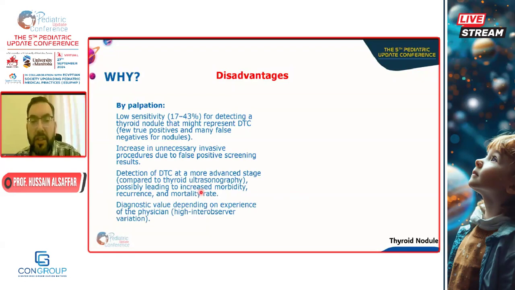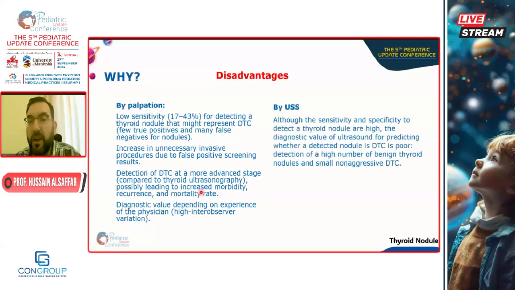And diagnostic value depends on the experience of the physician. So a junior physician, perhaps with less experience in examining the thyroid, may not detect the abnormalities as a senior physician would. Disadvantages of ultrasound: although the sensitivity and specificity to detect thyroid nodules are high, the diagnostic value of ultrasound for predicting whether a detected nodule is differentiated thyroid cancer is poor. It detects a high number of benign thyroid nodules and small non-aggressive differentiated thyroid carcinomas, which can be managed conservatively.